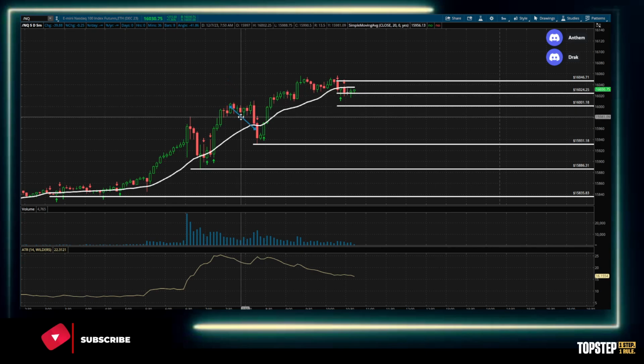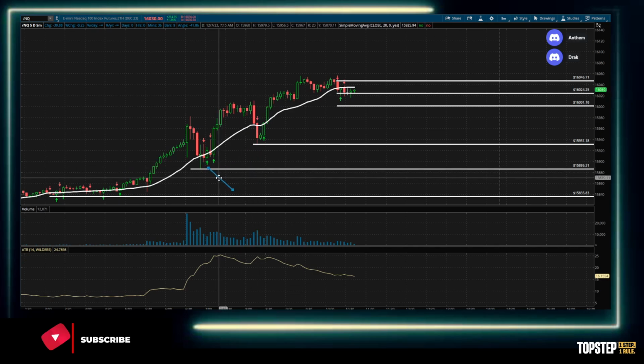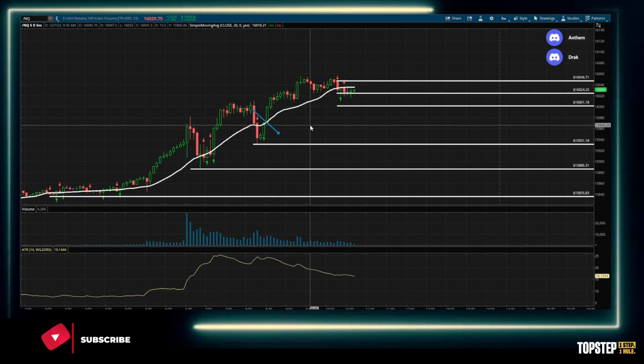Are we looking to go short here on a loss of the 20 SMA? No. The reason being is because we're still in an uptrend. Until we break a previous swing low, we're not going to look for any of those short positions.